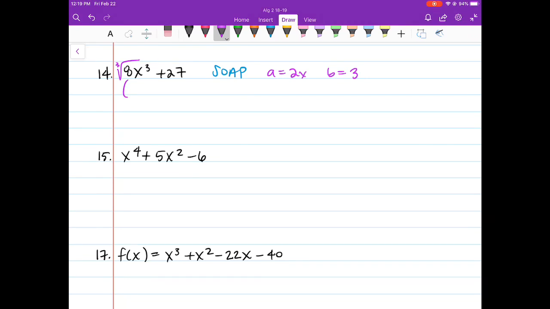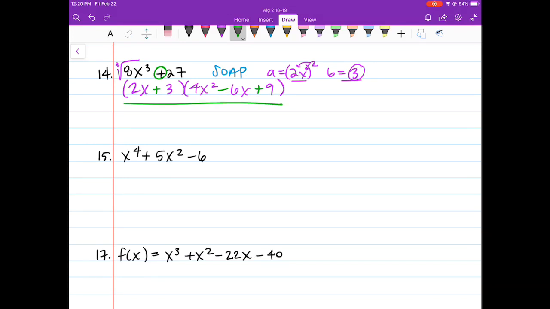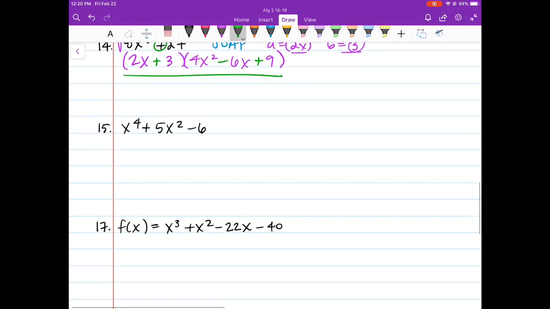Setting up our parentheses, it always goes A and then B. A squared, AB, B squared. So A and then B. A squared, don't forget, oopsies, that you have to distribute it. So it's going to be 4x squared. Multiplying A times B, 2x times 3 is 6x. B squared would give us a 9. It is our signs that follow the SOAP pattern. So it's the same sign, the opposite sign, and always positive. And we're done.